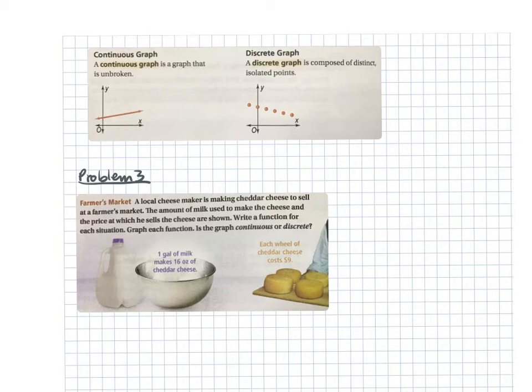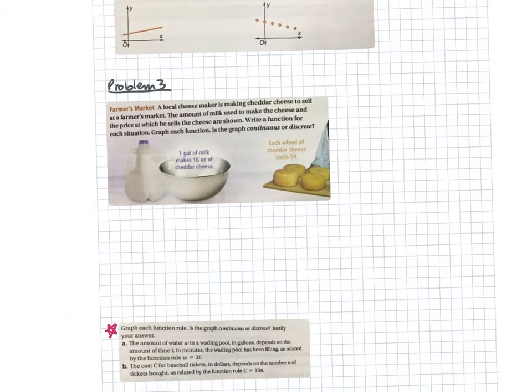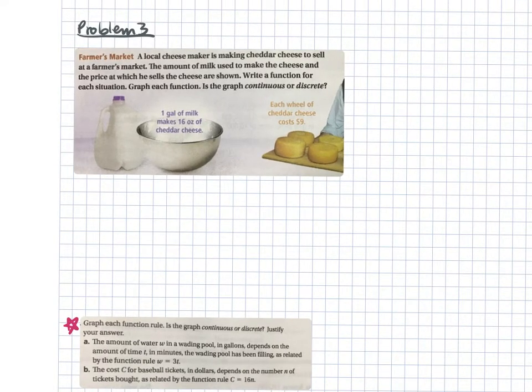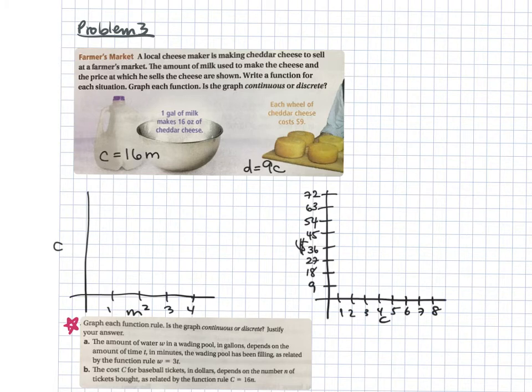So in this first example, it's a word problem. It says local cheesemaker is making cheddar cheese to sell to farmer's market. The amount of milk used to make the cheese and the price at which he sells the cheese are shown. Write a function for each situation, graph the function, and is the graph continuous or discrete? Okay, so I set up these graphs first. Oh, actually, I didn't set up this one. Right, let's make these each 16, 32, 40. Okay.